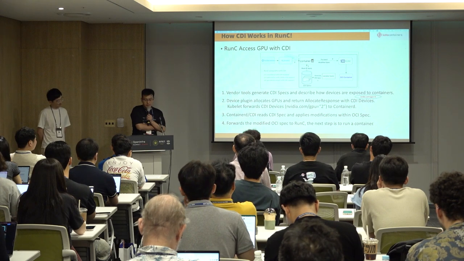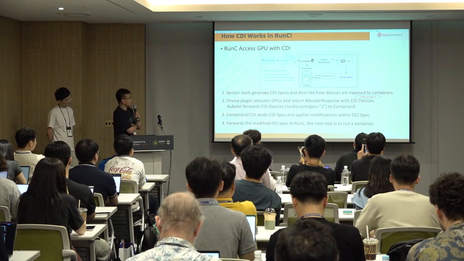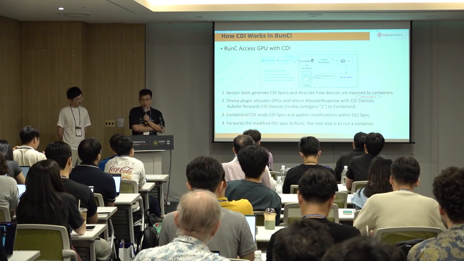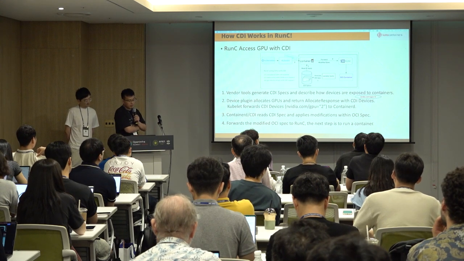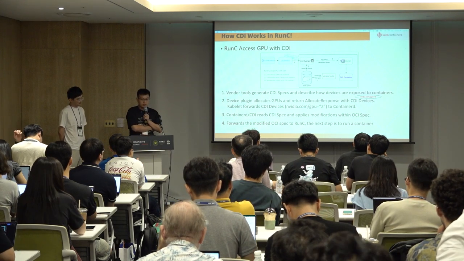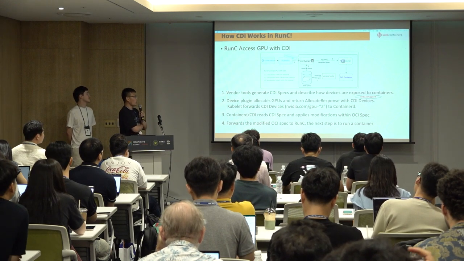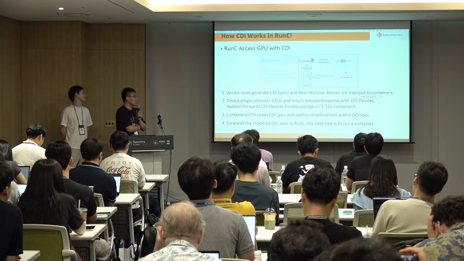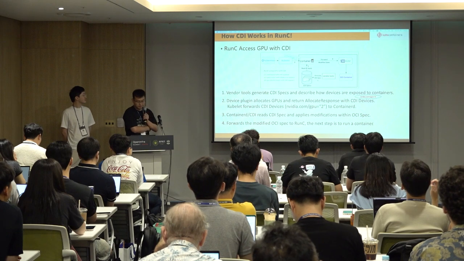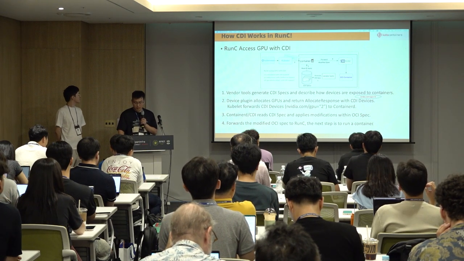Okay, let's first delve into runC accessing GPU with CDI. In this case, vendor tools will generate CDI specs and describe how devices are exposed to containers. Then, the device plugin allocates the GPU and returns an allocate response with CDI devices. Kubelet will forward CDI devices, for example, nvidia.com/gpu=2, to containerd. Containerd with CDI will read the CDI specs and apply modifications to the OCI spec. Then containerd will forward the modified OCI spec to runC. The next step is to run the container.